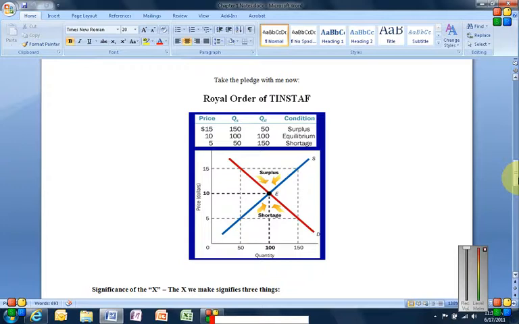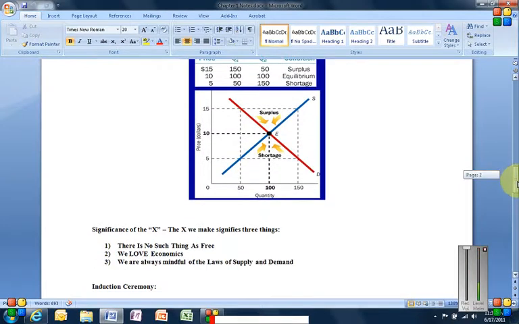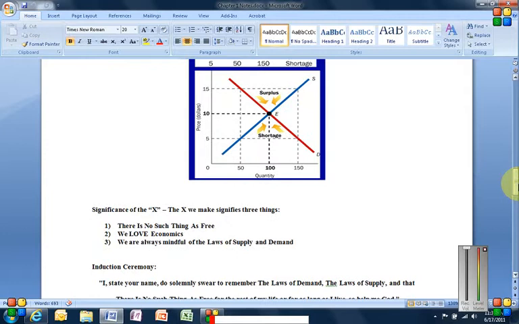Most of the time we cross our arms in front of our chest to signify a couple different things, besides the fact that we're members of the same Royal Order of Tinstaf. As it says here in your notes, there's a couple of levels of significance for the X. First of all, the X reminds us of the fact that there is no such thing as free. Somebody says free, you give them the X, and you remind them, well, there's not really anything that's free in this world. There are hidden costs in everything. Also, the sign of the X across our chests is a reminder that we love economics. As a matter of fact, if you know a little bit of sign language, like I do, very little, that is a symbol of love.